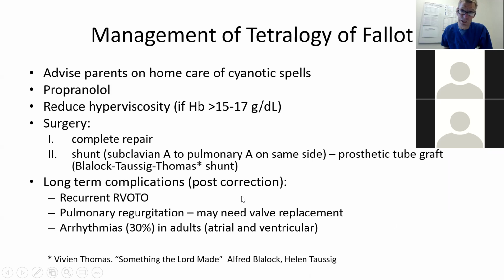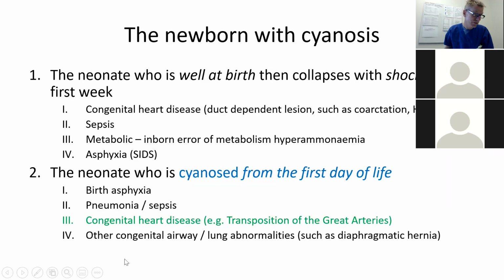But kids who have Tetralogy of Fallot, we should follow these children up to see if they've got an arrhythmia or not, and make sure that their exercise tolerance is okay and they're not getting recurrent right ventricular outflow tract obstruction. Okay, so I've talked a lot about Tetralogy of Fallot because it's the most important cyanotic congenital heart disease. I wanted to touch a bit on the baby who's born with cyanosis. Remember I said that the baby who's cyanosed at the time of birth probably doesn't have Tetralogy of Fallot. That baby probably has another form of congenital cyanotic heart disease.